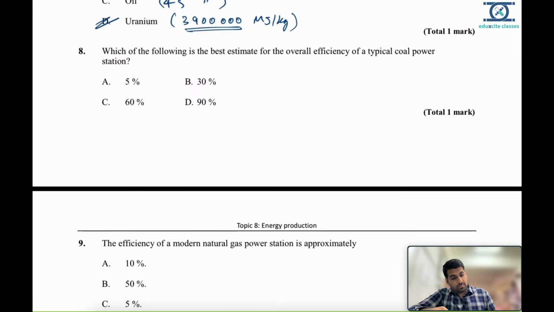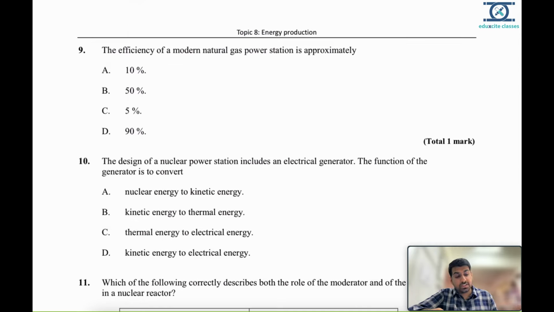Now, the overall efficiency of a typical coal power plant, we know that it is something around 30%. So this is the right answer. The efficiency of modern natural gas is relatively higher, which is 50%. So these are certain efficiencies that you should remember, the generally used power stations' efficiency.